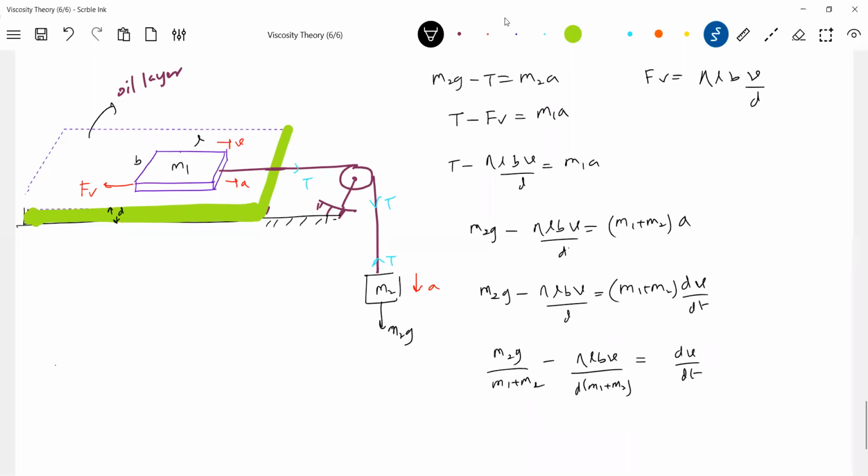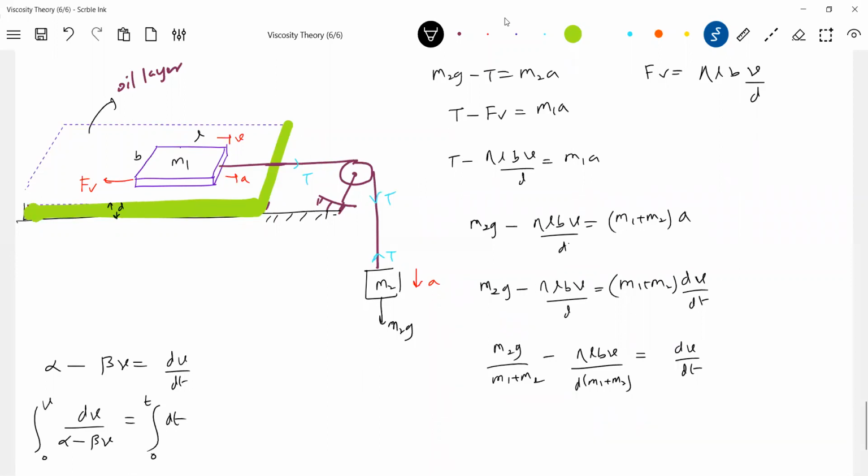Let me take this as alpha, this as beta V, equal to dV by dt. What is alpha? m2g by (m1 plus m2). What is beta? All those parameters: eta, L, B, D, m1 plus m2. So this equation will end up, at t equals 0, let me release from rest. At an instant of time, this will be. So then what is the mathematics here? Minus 1 by beta log of, this negative sign, send on this side.